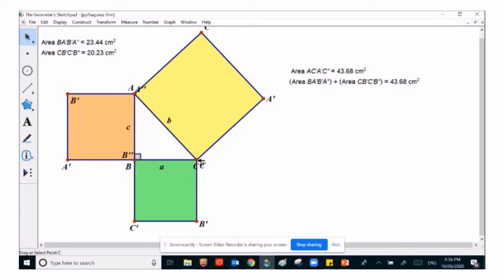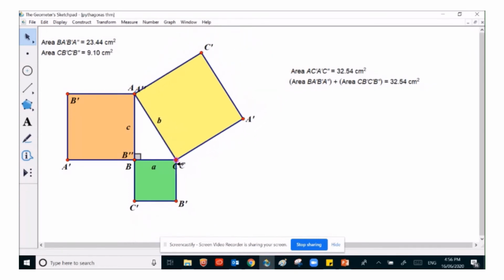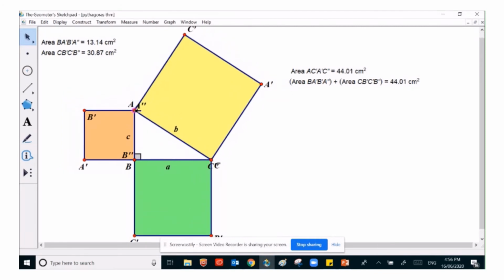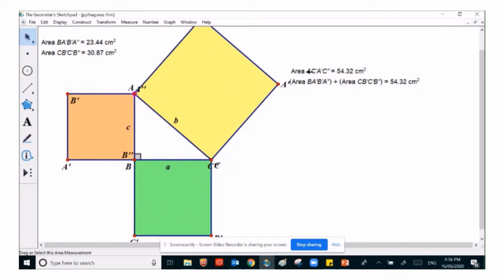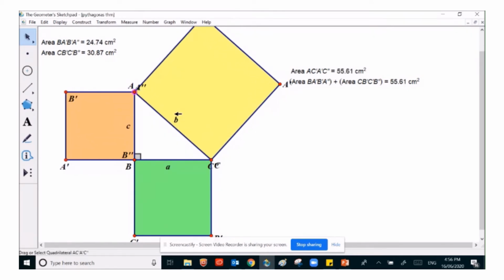Now, this is the really cool thing. As we move this around, we make smaller and bigger triangles, or we can move this one too. Have a look what happens to the area on the hypotenuse and the sum of the areas on the two shorter sides. It still remains the same, doesn't it? No matter what I do. And so that's proving to us that the area or the square of the hypotenuse is equal to the sum of the squares of the two shorter sides.